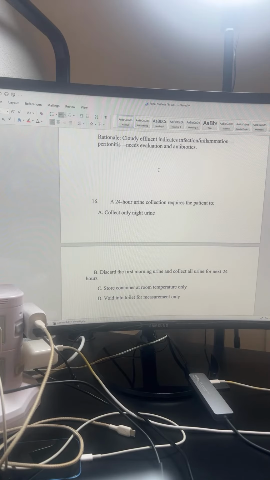So a 24-hour urine collection requires the patient to: A, collect only night urine; B, discard first morning urine and collect all urine for the next 24 hours; C, store the container at room temperature only; D, void into the toilet for measurement.